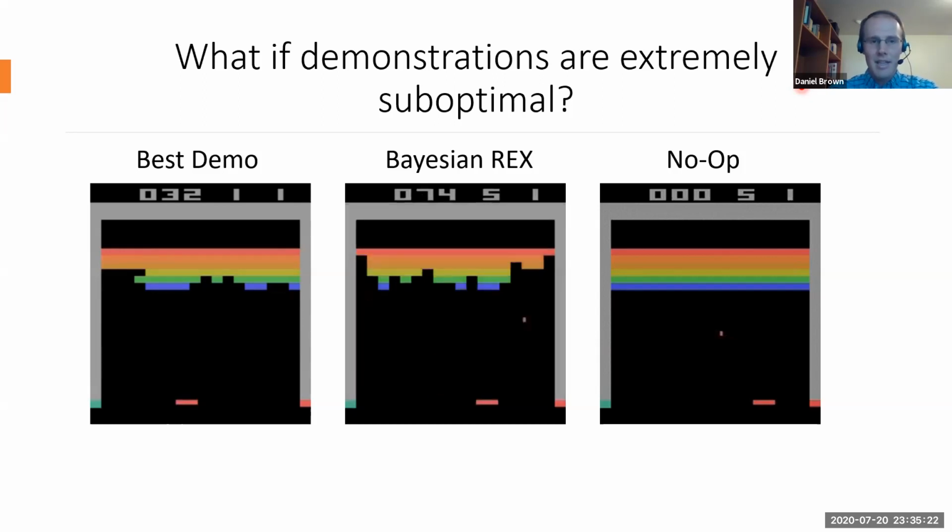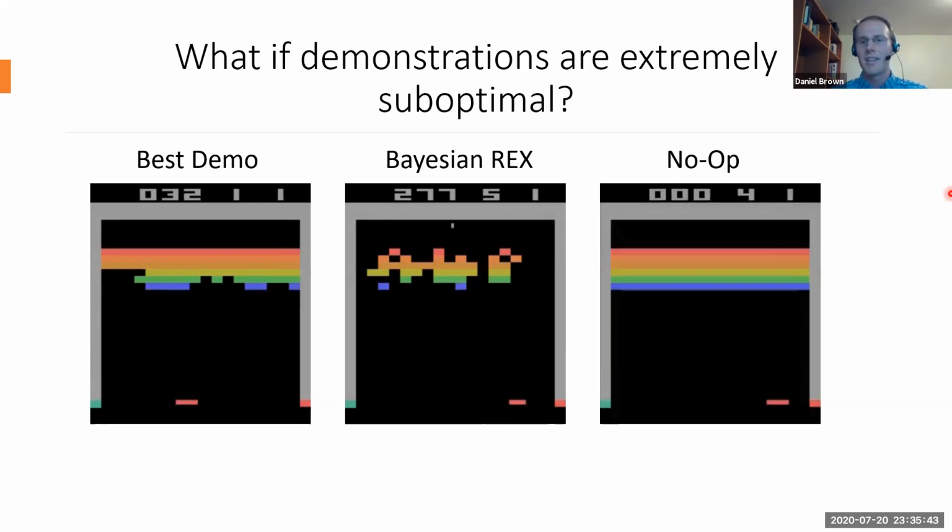And here's the policy that's optimized via Bayesian REX, where we found, I think in this case, the average reward function, and then we ran that through a reinforcement learning agent. You can see that this agent is observing states that are really far out of distribution compared to our best demonstration. It's hitting bricks up on the top, which the agent has never seen whether that's good or bad.